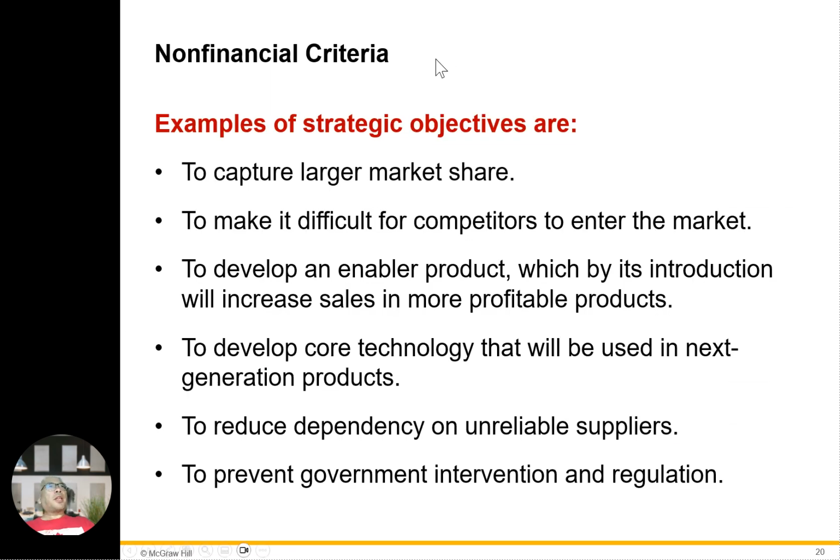Non-financial criteria. Examples of strategic reasons are to capture larger market share, to make it difficult for companies to enter the market, to develop an enabler product, which will increase sales of more profitable products, to develop core technology that will be used in next generation products, to reduce the dependency and reliability issues of suppliers, and to prevent government intervention and regulations. That is for the non-financial criteria.